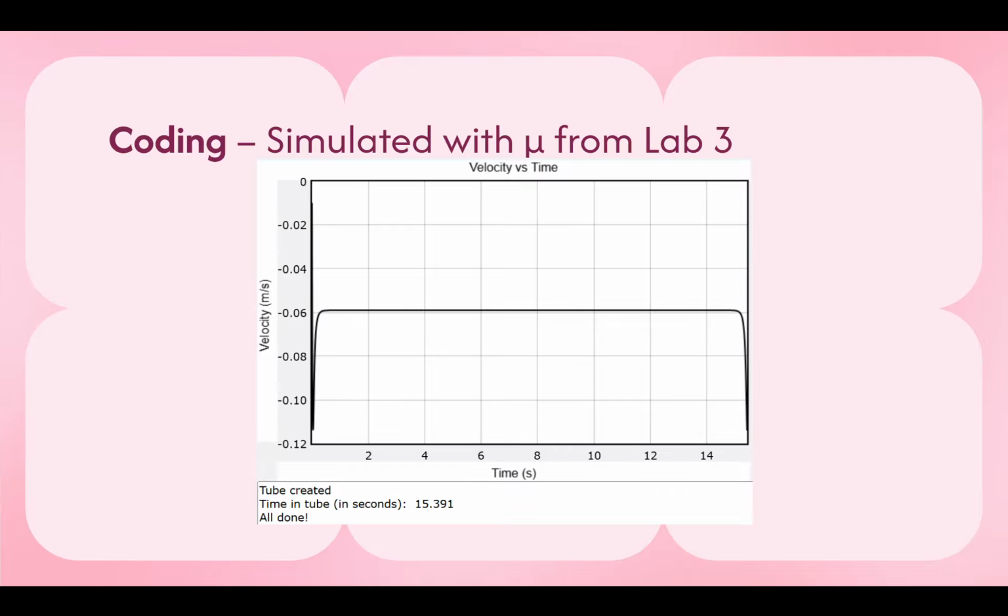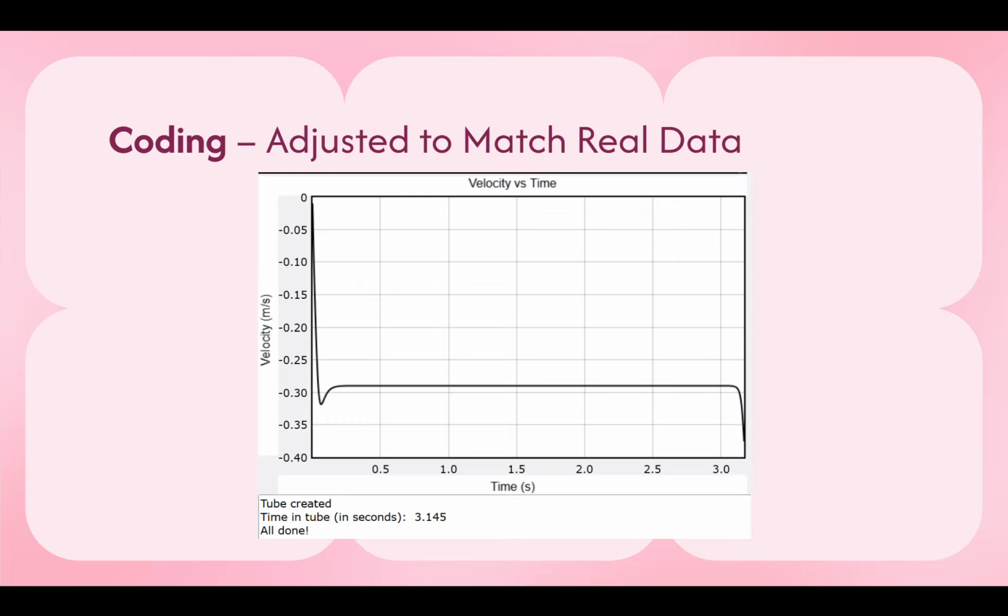With mu equals 6.655, it took 15.391 seconds for the magnet to fall through the tube, which is unrealistic. But if we switch mu to 3, then the time in the tube is only 3.145 seconds, which is much closer to the actual value.